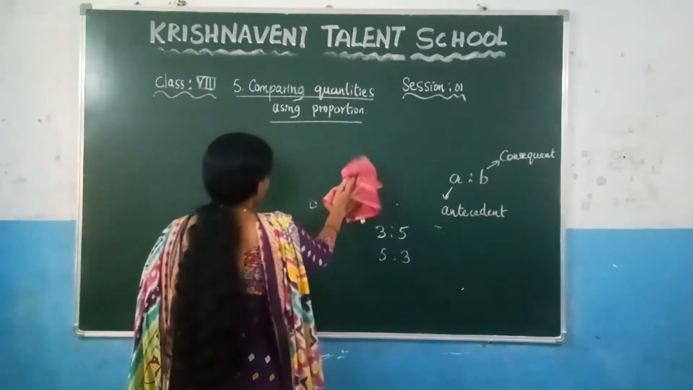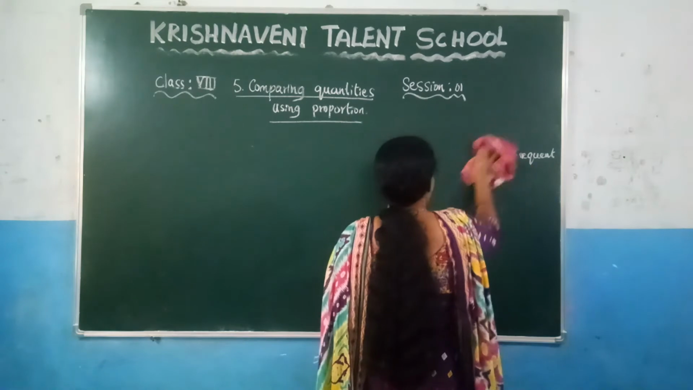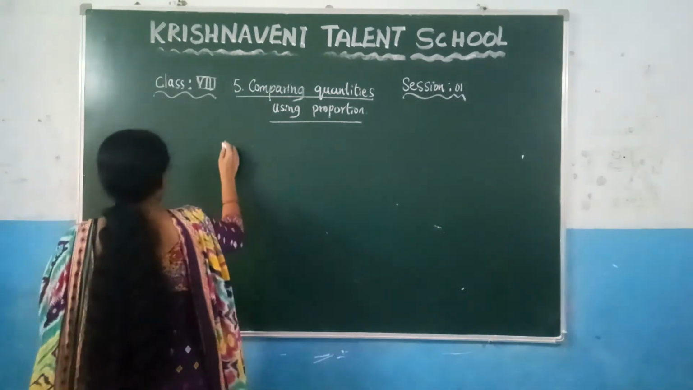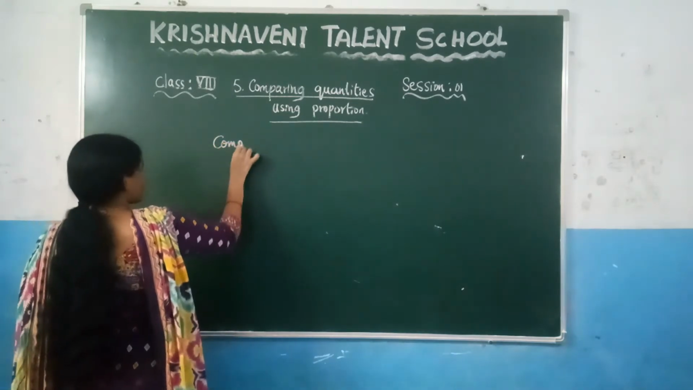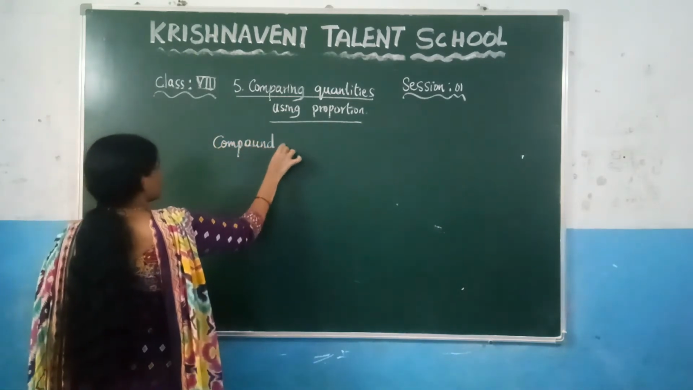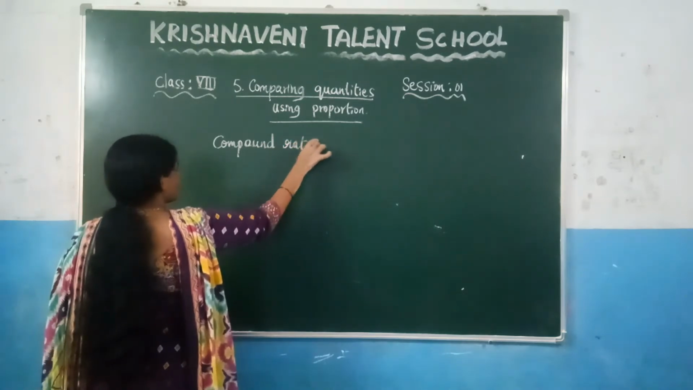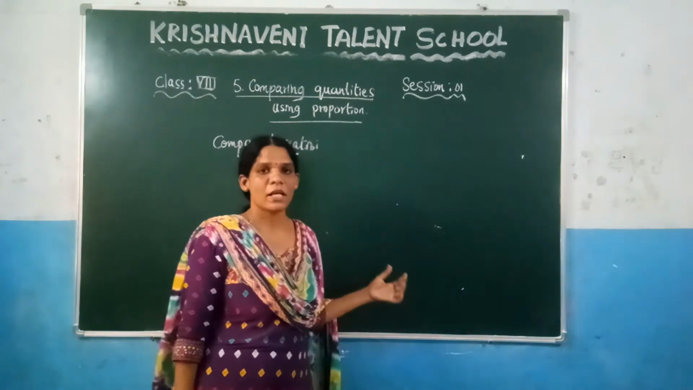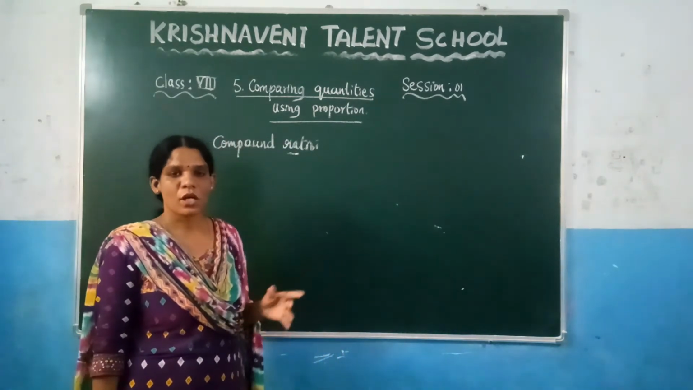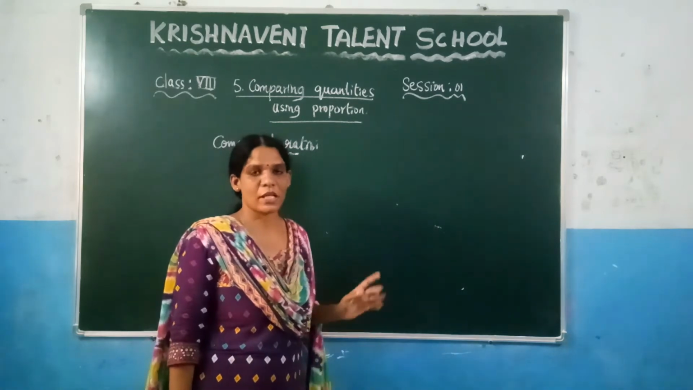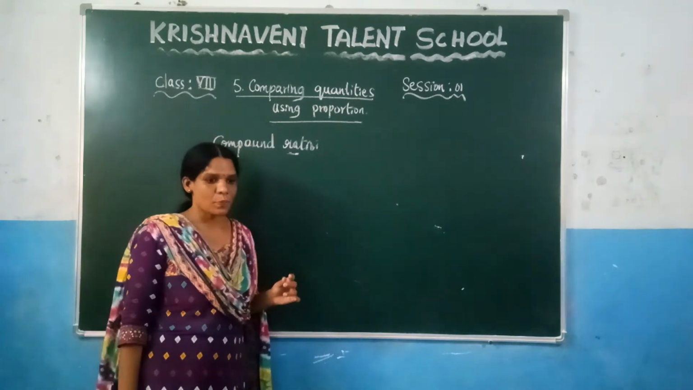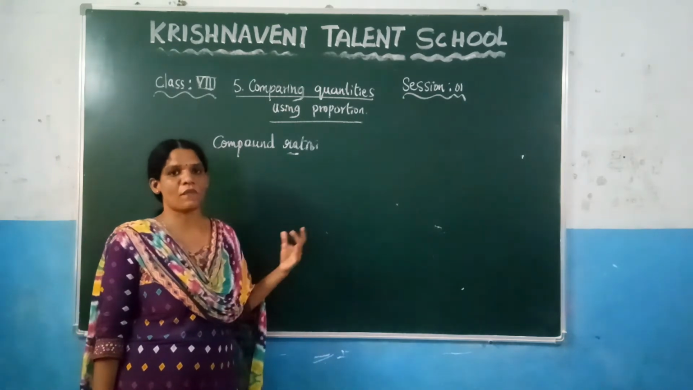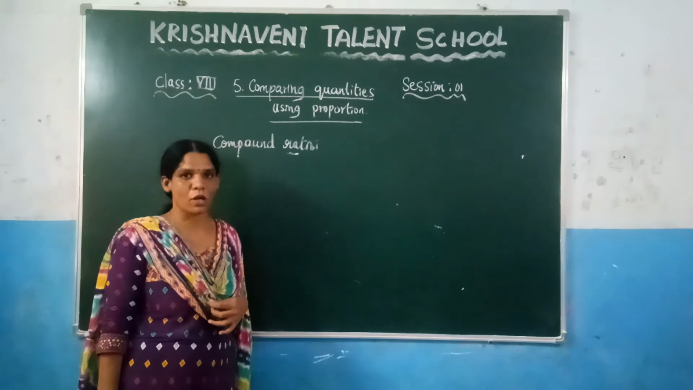Now let us see about the compound ratio. Next one, which is the compound ratio. So what is the meaning of compound ratio? Compound ratio is nothing but if you are given any two ratios, you have to convert them into one ratio. That we call a compound ratio. Before that, let us go through one example. After that, we will define the meaning of the compound ratio.